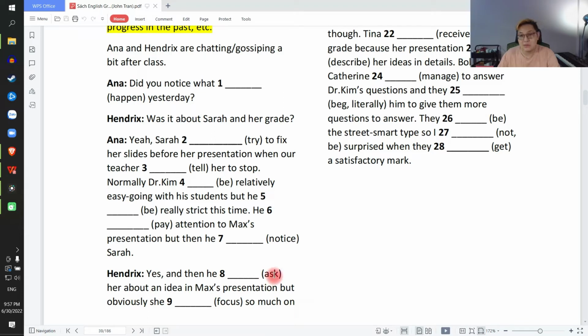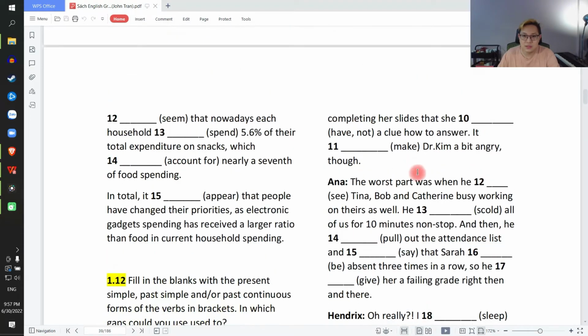The action asked is a single completed action, so that's why simple past, asked. And also she didn't have a clue. Of course, that was a single completed action as well, so simple past.